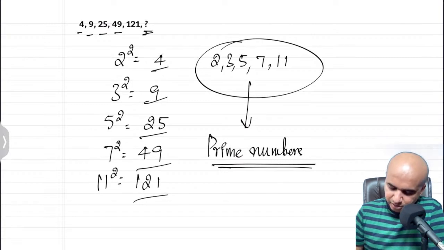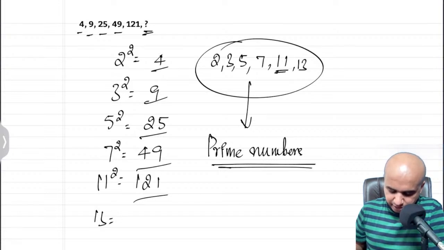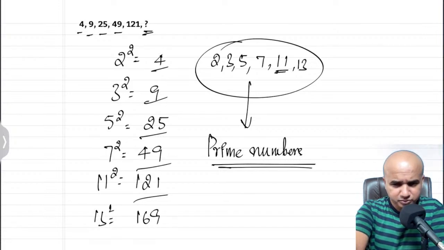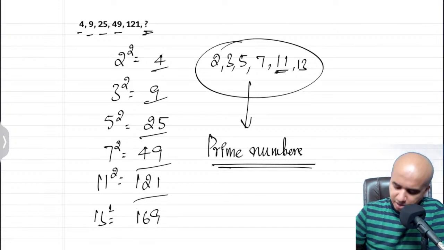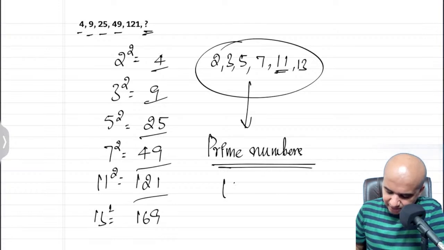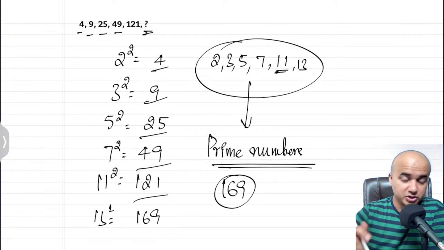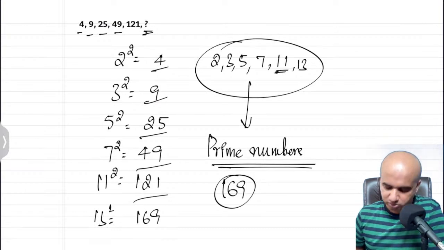So now, which is the next prime number? The next prime number would be after 11. In the previous problem we saw the prime number would be 13. So we'll have to just write 13 here. 13 squared we know is 169. So therefore, in this case, the answer would be 169. The next number in the series is 169. So this was a question on prime series. Let's move on.